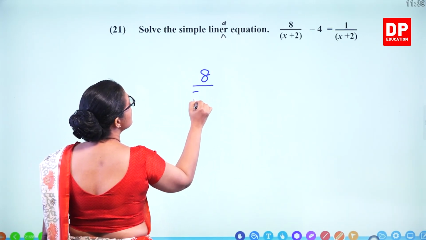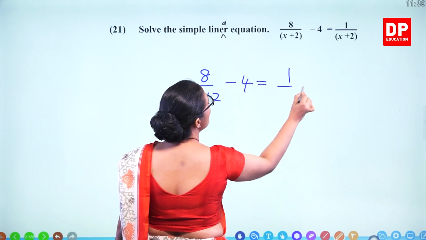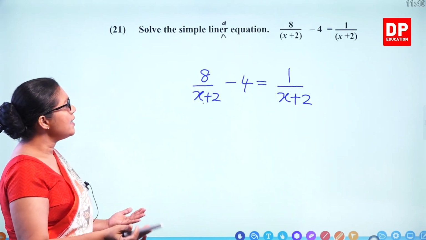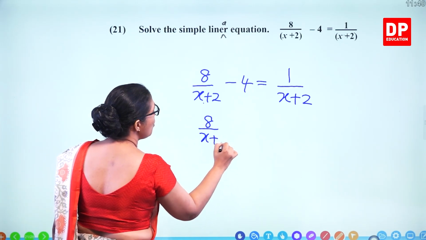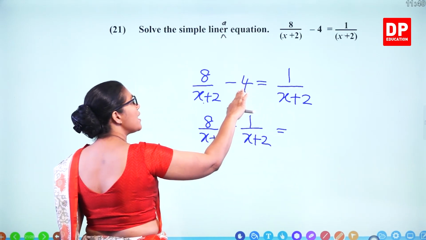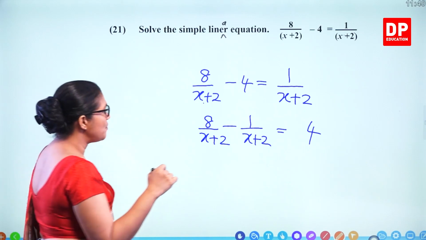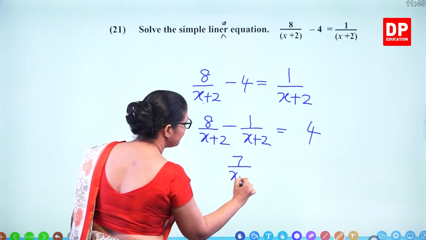Eight over x plus 2 minus 4 equals 1 over x plus 2. Same denominator there, so you can take it to this side. 8 over x plus 2 minus 1 over x plus 2 is equal to, take minus 4 to the other side, that becomes plus 4. Now, same denominator, you can subtract. 8 minus 1 is 7.